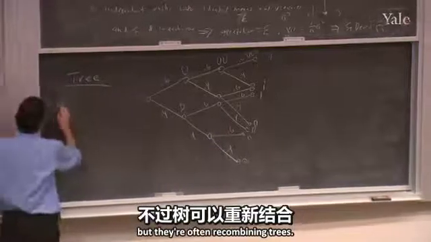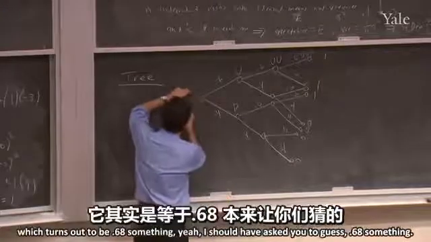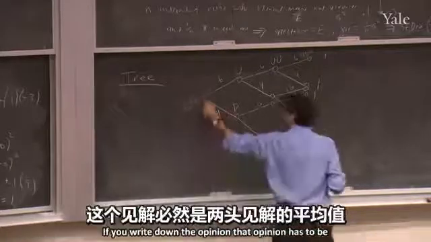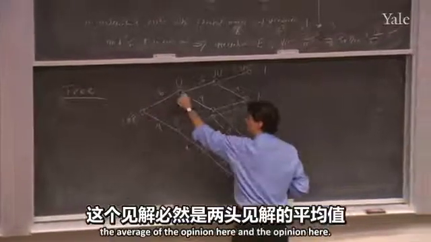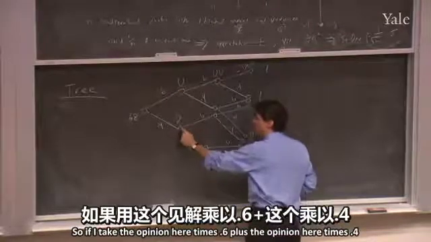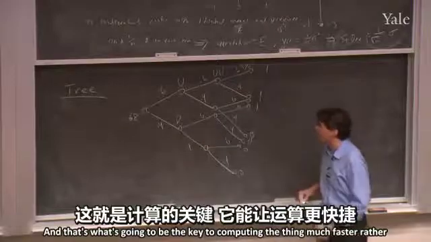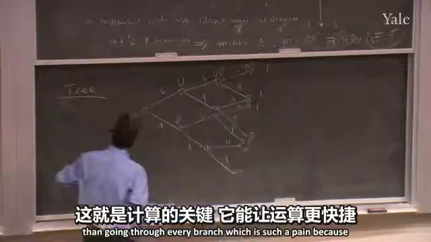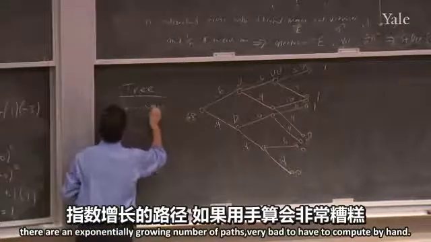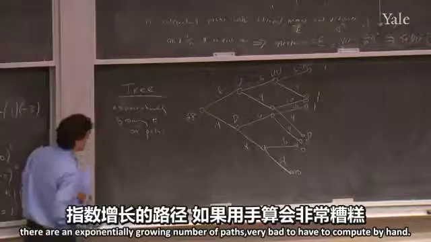But they're often recombining trees. Oh, so if I ask, by the way, in this tree, whatever the opinion is here, which turns out to be 0.68 something, yeah, I should have asked you to guess, 0.68 something. If you write down the opinion, that opinion has to be the average of the opinion here and the opinion here. So if I take the opinion here times 0.6 plus the opinion here times 0.4, that's also going to equal 0.68. Okay, and that's what's going to be the key to computing the thing much faster, rather than going through every branch, which is such a pain. Okay, so because they're an exponentially growing number of paths. Very bad to have to compute by hand.